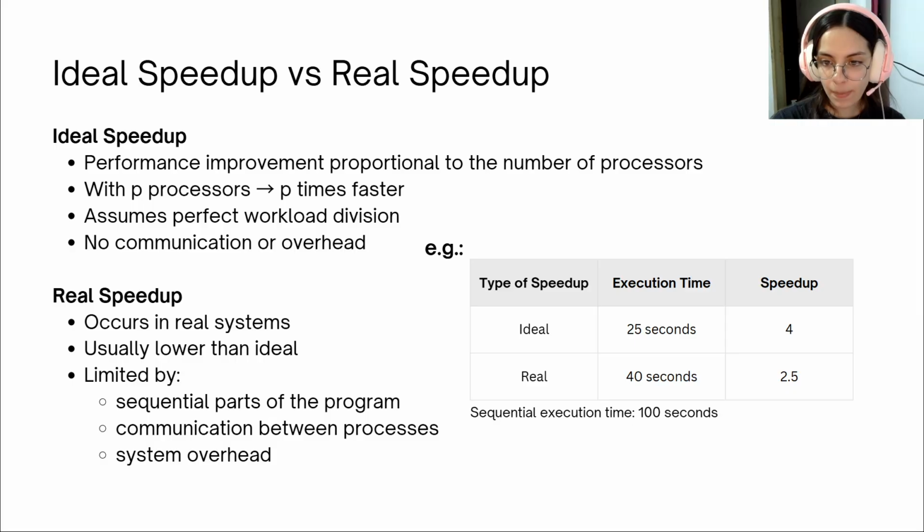Real speedup is usually lower than ideal speedup because some parts of the program must still run sequentially. And there are additional costs such as communication between processes and system overhead. For example, if a sequential program takes 100 seconds, the ideal time using 4 processors would be 25 seconds. But in reality, it might take 40 seconds, resulting in a speedup of 2.5 instead of 4.